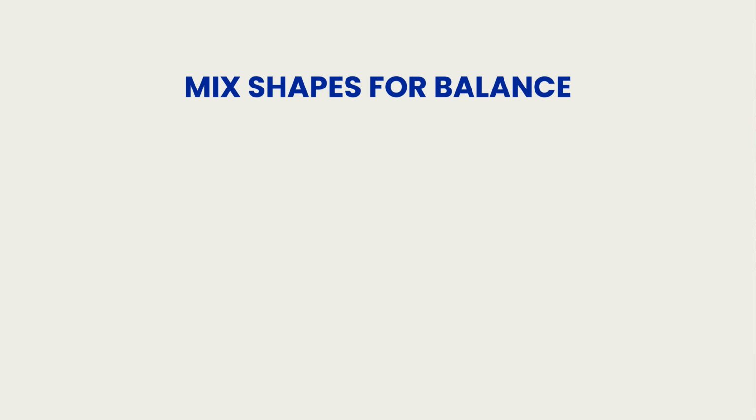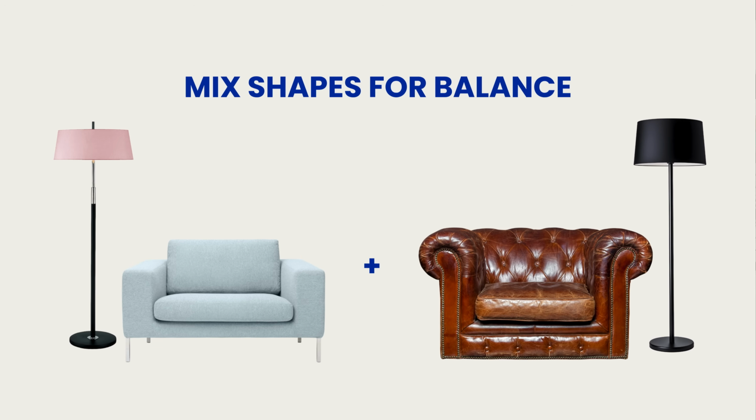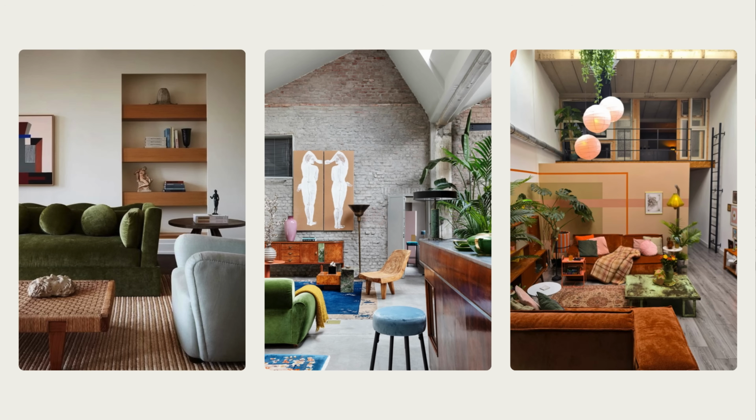Let's start with some quick tips on shape and silhouette. You're gonna mix shapes for balance. So a round coffee table and straight line sofa will create softer flow and easier circulation. A vintage chair next to a lamp with a modern silhouette will create visual interest. And organic side tables or curved chairs can help break boxy layouts. So if you have a very angular room or architecture, bring in curves to soften it up.